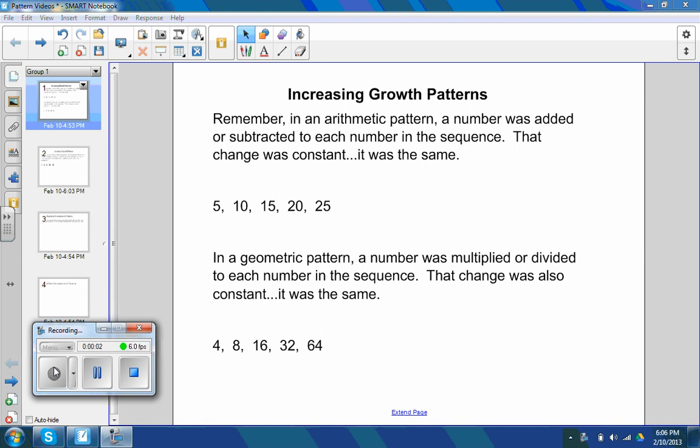Let's take a look at increasing growth patterns. Remember, when we were working with an arithmetic pattern, a number was added or subtracted to each number in the sequence. That change between the numbers was constant. It was the same thing.